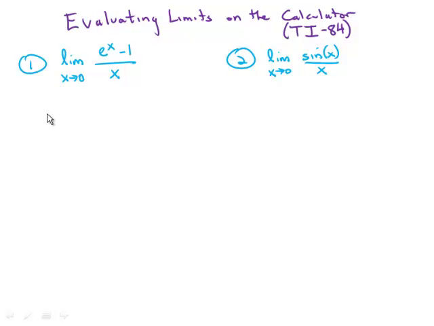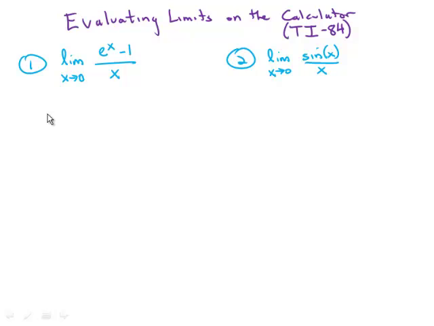Evaluating limits on the calculator. And just so you know, the calculator I'll be talking about is the TI-84, although probably related calculators will operate very similarly. So suppose we have these two limits to evaluate. Limit as x approaches 0 of (e^x - 1) over x, and limit as x goes to 0 of sine x over x.